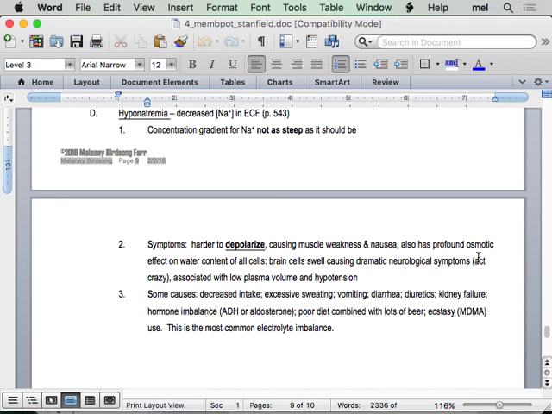So why is this one the most common? Well, decreased intake, but not usually a problem here. But sweating, vomiting, diarrhea, and diuretics. In the middle of the summer is when this generally happens, when people are doing activities that make them really, really sweat a lot, especially if you combine that with alcohol.